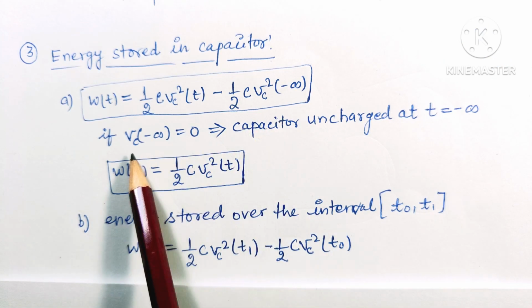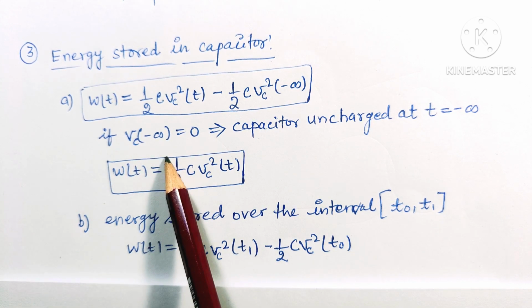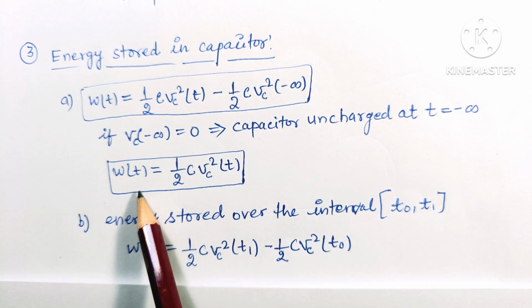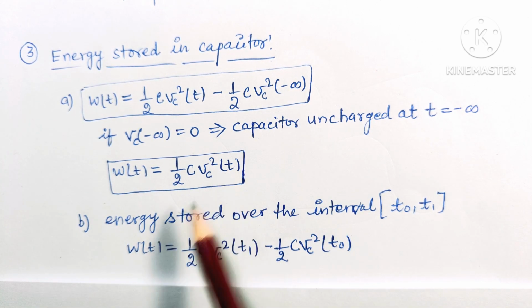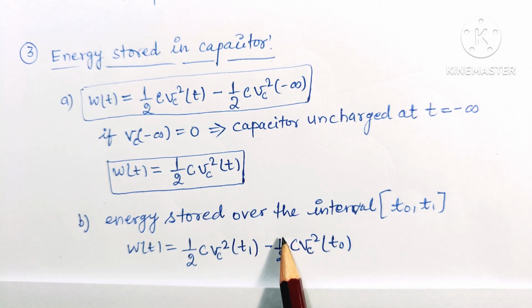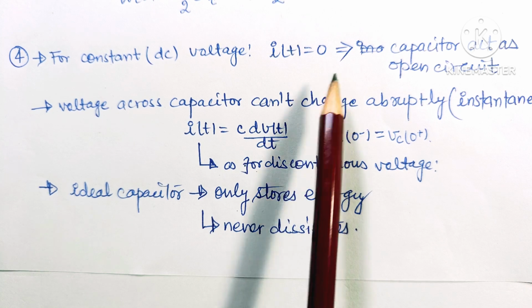Energy stored in a capacitor can be written by this formula. If we assume that the voltage at minus infinity in the capacitor was 0, or we can say that the capacitor was uncharged at t equal to minus infinity, then this term will be eliminated and the energy stored in the capacitor will be equal to 1 by 2 C V_C square of t. This formula is applicable only when we assume that initially the capacitor was uncharged. We can find the energy stored in a capacitor from interval t0 to t1 by this formula, that is W(t) equal to 1 by 2 C V_C square(t1) minus 1 by 2 C V_C square(t0).